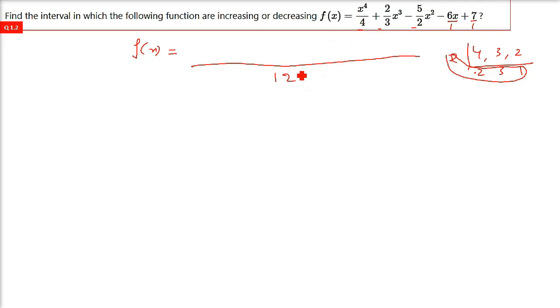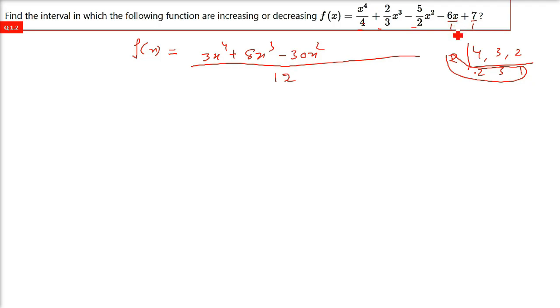Now what do you do? 4 threes are 12. If you divide 12 by 4, you get 3. You just have to multiply 3 with x raised to 4 and write it here: 3x raised to 4. Again, 12 divided by 3 is 4. So 4 multiplied by 2x cube, that is going to be 8x cube. Now 2 sixes are 12. So multiply 6 with 5x square. It will be negative 30x square.